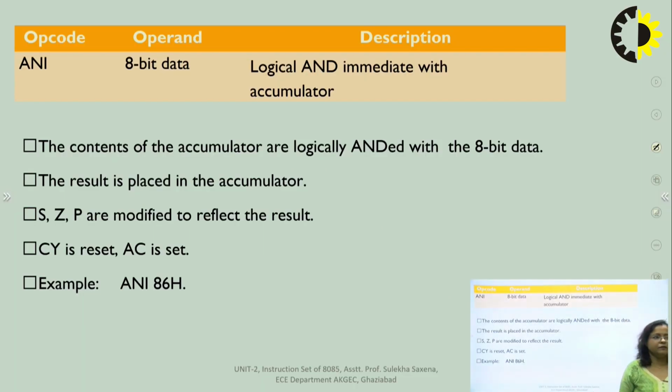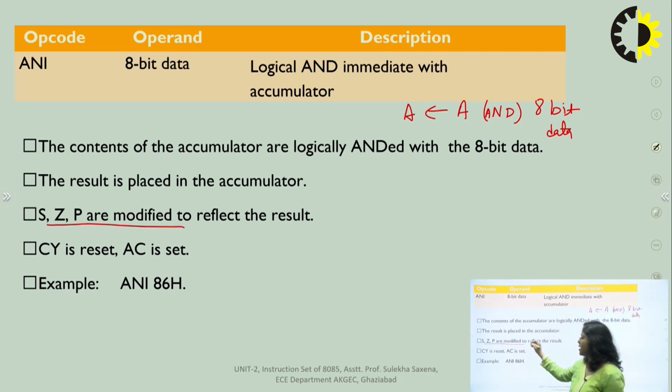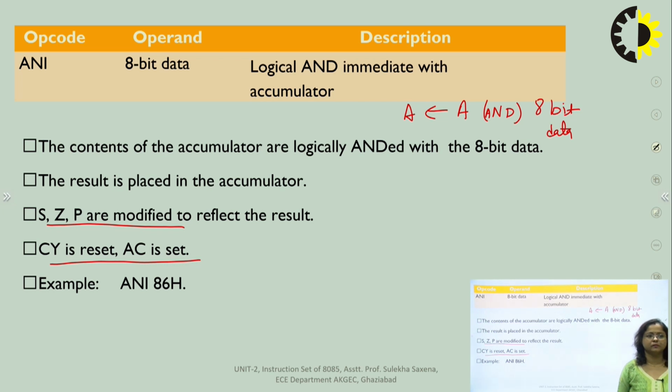Next is AND with immediate data. So we AND the accumulator with 8-bit immediate data. The accumulator and the 8-bit immediate data are directly ANDed and the result is stored in the accumulator. Also the flags remain the same: sign, zero and parity will be modified, and carry and auxiliary carry will be reset and set respectively.